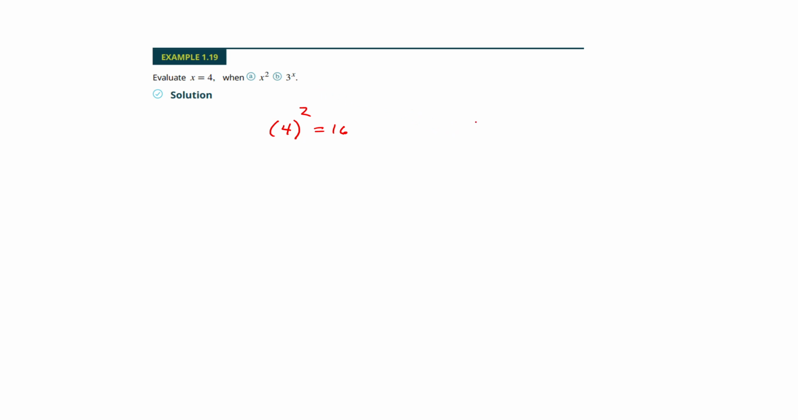Okay, now I'm subbing in. Look at this next one. I'm subbing in for an x and it becomes the exponent. Think of it, I'm subbing it in like that. So this is now 3 to the 4th, which if I'm correct turns out to be 81.